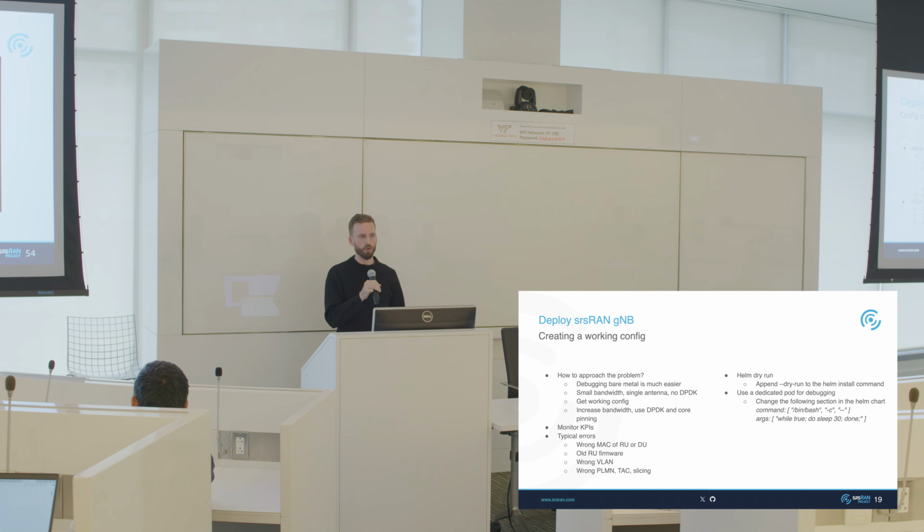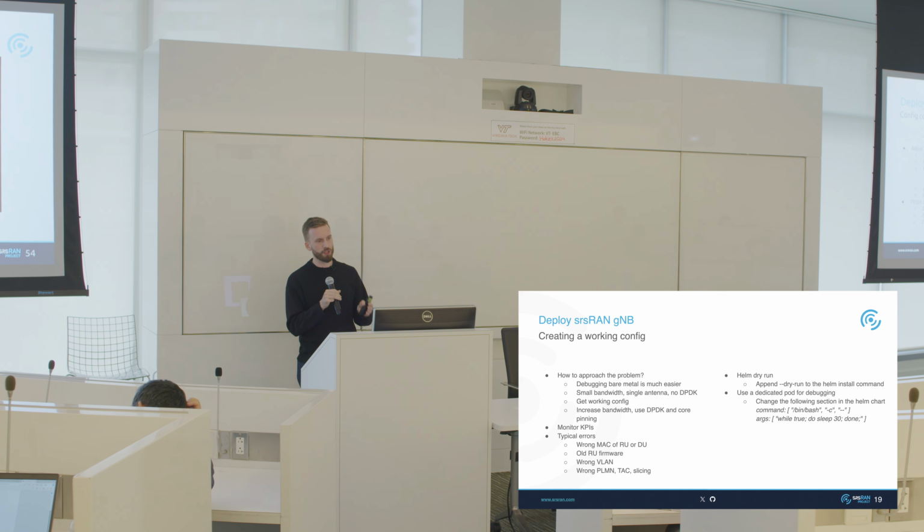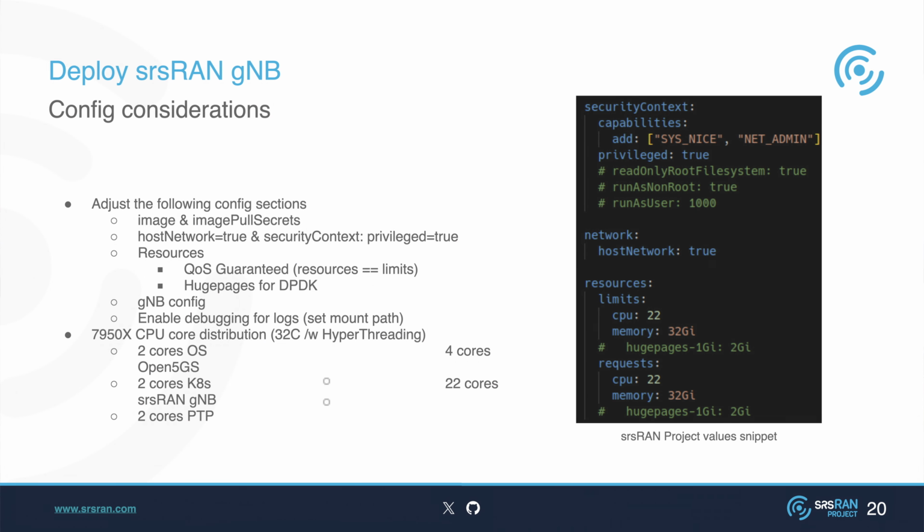Okay, then some considerations for the configuration of the Helm chart. Depending on where you get your image from, you have to set the image and the image pull secrets correctly. As I said before, it's very convenient sometimes to just build the image yourself on the system.